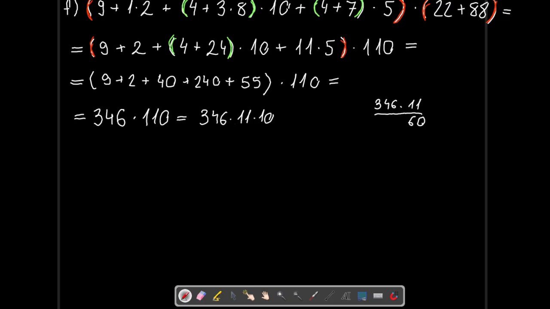So we have 6, 4, 3 plus 6, 4, 3. We have 6 here, 10 here, 8 here, and 3 here. So the result of multiplying 346 by 11 is 3,806. But since we need to multiply that by 10 as well, we need to add an extra 0 to it, and the final answer will be 38,060.